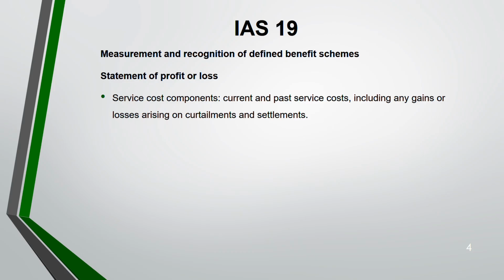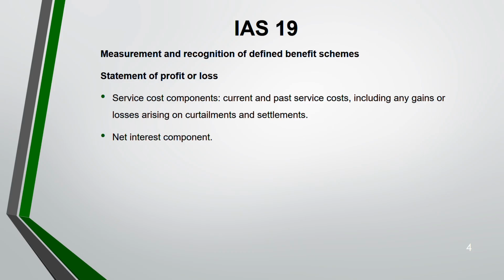This will be given in the question. You only have to know which place it will be recorded. So, current and past service cost will be recognized in your statement of profit and loss. Also, any gain or loss that arises on curtailment and settlement. What is curtailment and settlement? We'll see this shortly. Definitions of these terms are given. Any gain or loss from these two will also be recognized in your statement of profit and loss.